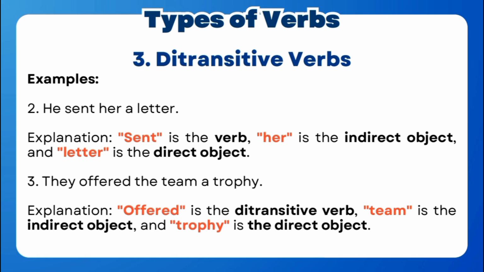Now let's have some other examples. Say for example, in the sentence, he sent her a letter. Sent is the ditransitive verb, her is the indirect object, and letter is the direct object. Now this is the same with the sentence, they offered the team a trophy. Offered is the ditransitive verb, team is the indirect object, and trophy is the direct object in that given sentence.